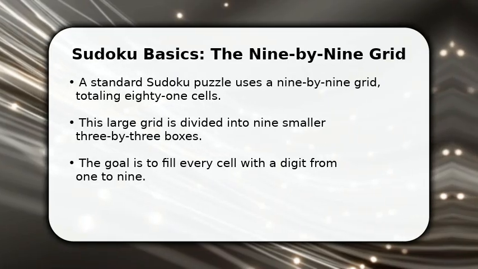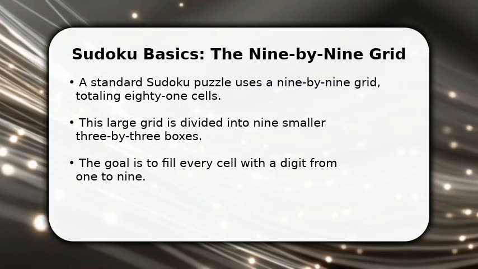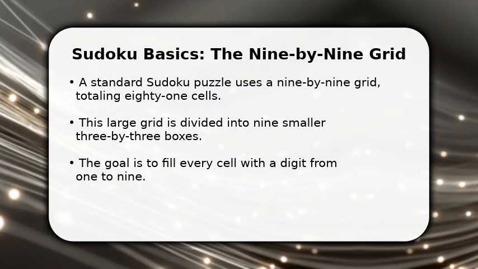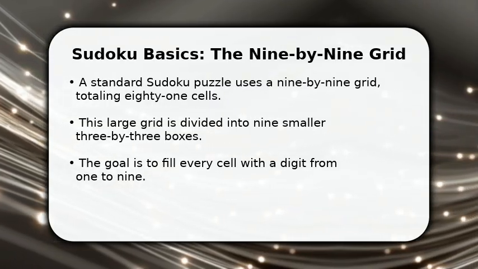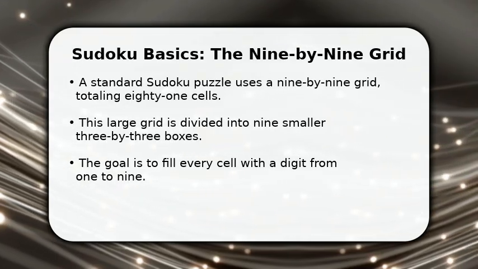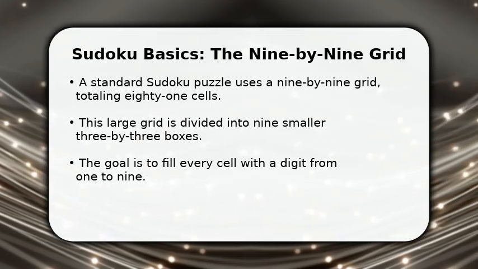A standard Sudoku puzzle is played on a large grid, measuring 9 cells by 9 cells, which gives us a total of 81 individual cells. This main grid is further subdivided into 9 smaller, distinct 3x3 boxes. Your ultimate objective is to fill every single one of these 81 cells with a digit from 1 to 9.